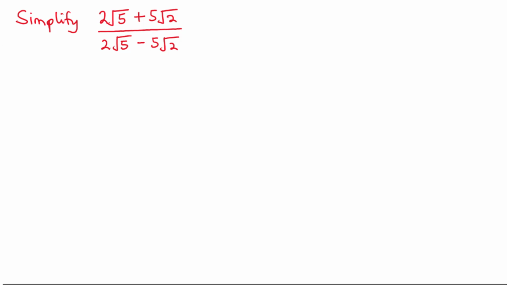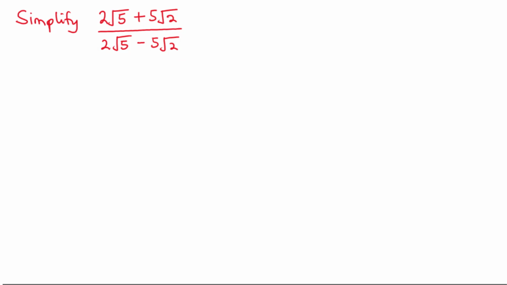So how can we simplify this said expression? When simplifying fractions containing surds at the denominator, it is usually more convenient to make the denominator rational. Now the denominator 2 root 5 minus 5 root 2 is irrational. To make this rational, we are going to multiply both the numerator and the denominator of this said expression by the conjugate of the denominator.